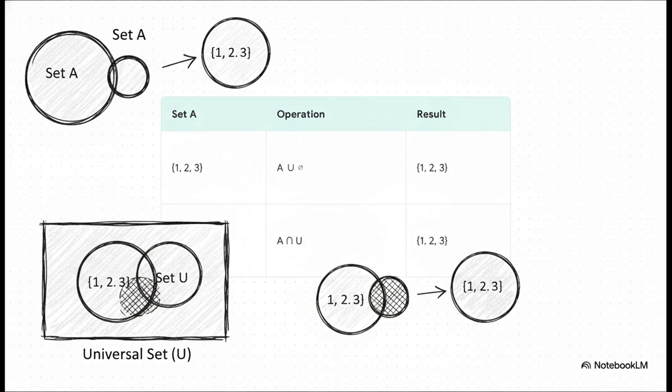So if you ask, hey, what do my set A and the entire universe have in common, which is exactly what an intersection is asking, the answer is just the elements of set A: 1, 2, and 3. It perfectly proves that plain language logic we just talked about.